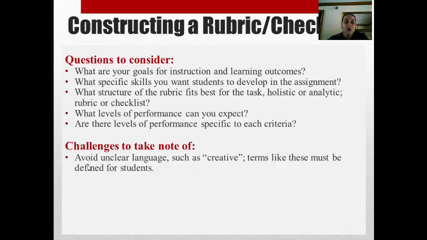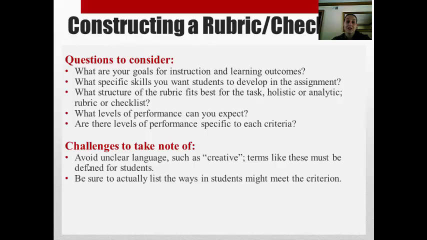Okay? So, unclear language such as creative is very subjective, right? What's creative to me might not be creative to you. But something that is more specific and more technical and more objective would be a clearer way to design the rubric. Be sure to actually list the ways in which students might meet the criterion. Don't use negative language, right?